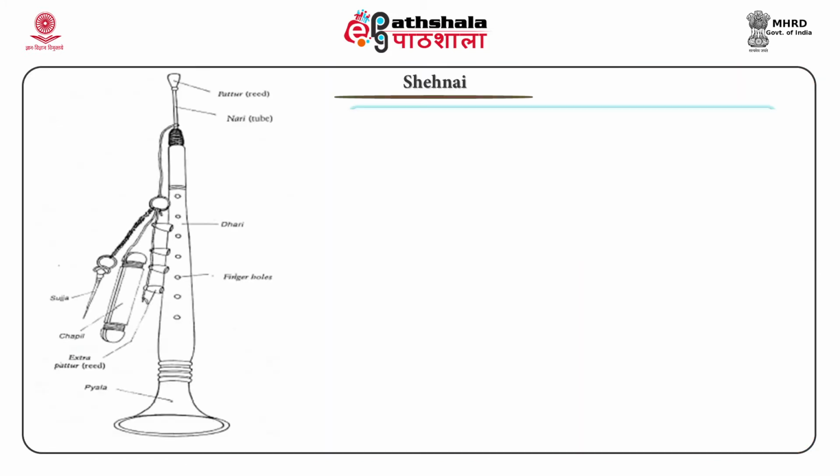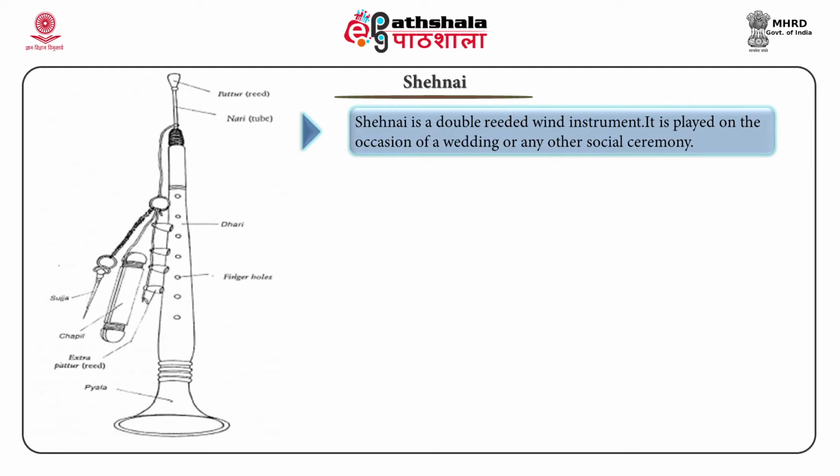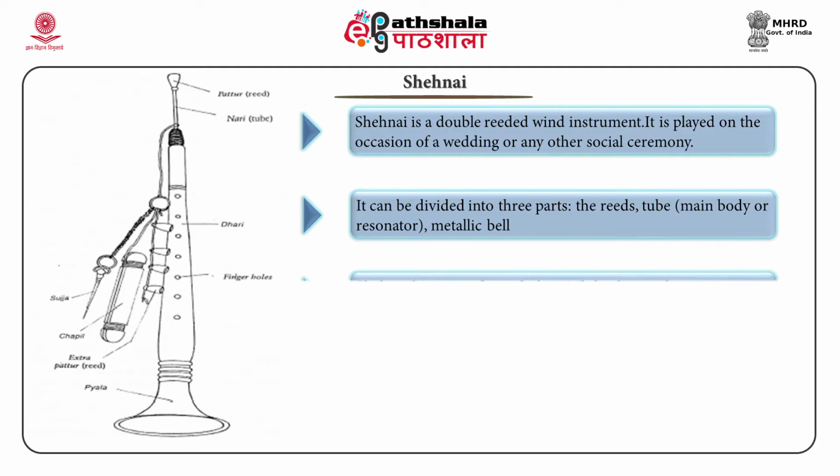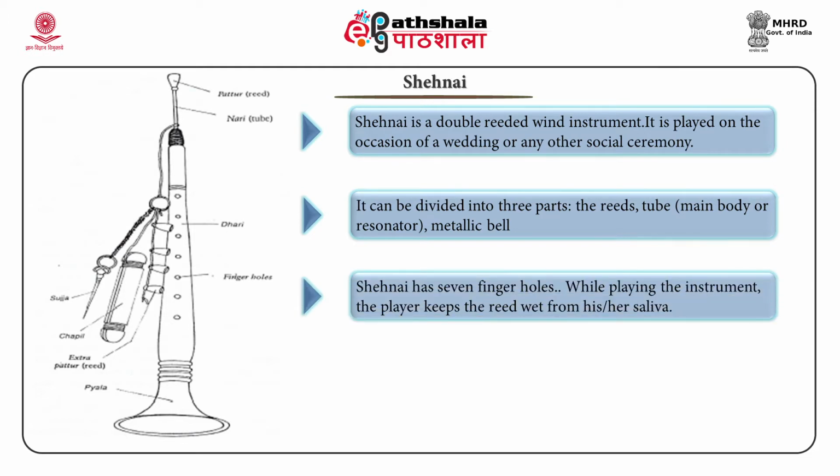Shehnai. Shehnai is a double-reeded wind instrument. It is also played on the occasion of a wedding or any other social ceremony. It can be divided into three parts: the reeds, the tube or main body or resonator, and the metallic bell. Shehnai has 7 finger holes.